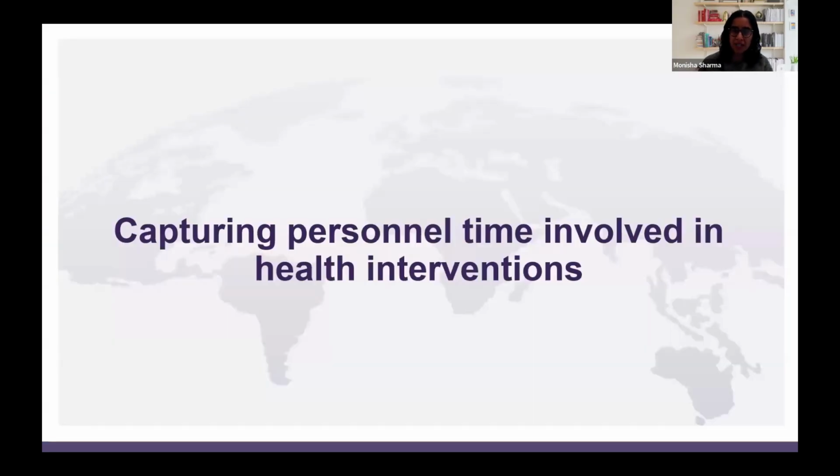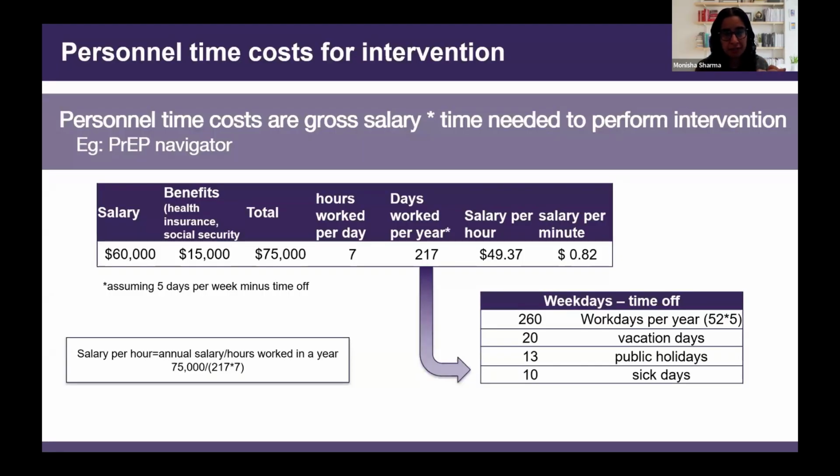So in terms of capturing personnel time involved in health interventions, this can be a substantial cost. And so it's important to really understand what is the personnel time involved in implementing a service. So for example, if you wanted to understand a PrEP navigator's personnel costs, you would take their gross salary times the time needed to perform that intervention. Just as an illustrative example, if a salary is 60K and benefits associated with that are 15K, then in order to fund a PrEP navigator, you would have to set aside 75K.